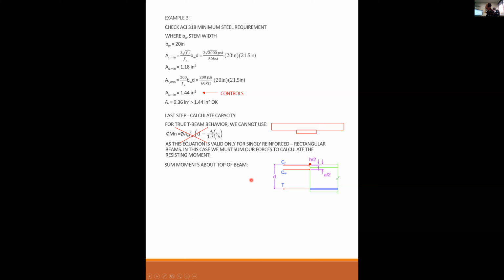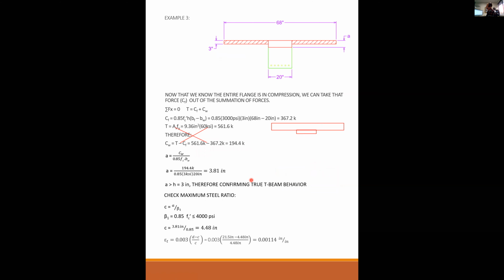Let's go back to here. So the hatched area, vertically, where's the center of the hatched area? It's at H over 2. H is 3 inches. So the centroid of the hatched area is at 1.5 inches down, or H over 2. Where is the centroid of this middle part? A over 2, yeah. A over 2. So that's why I got the wrong.